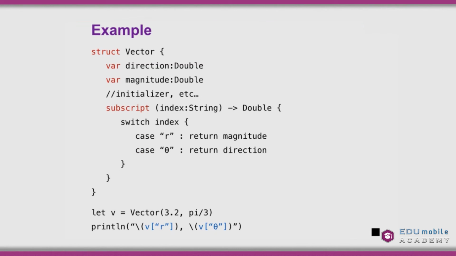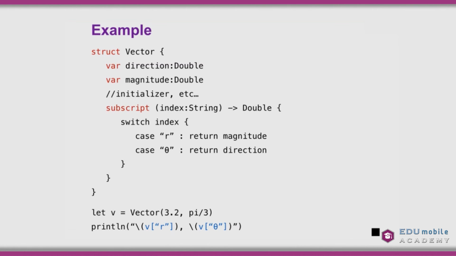So here's an example of a subscript. I've defined a struct called Vector. This is maybe not the best example of this, but it works. A vector has a direction and a magnitude. Here they are both doubles. Now, at this point, we would have initializers and other methods, we would do a bunch of stuff, but here's my subscript.